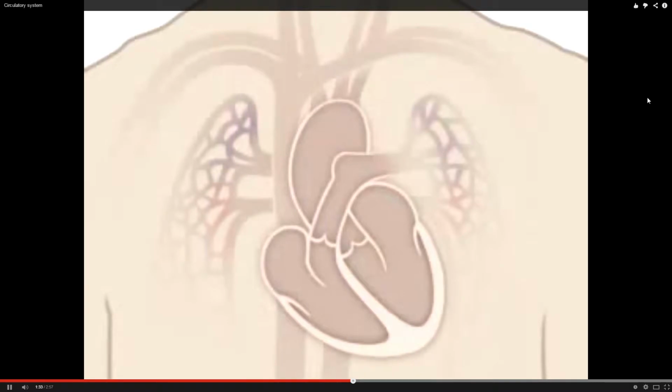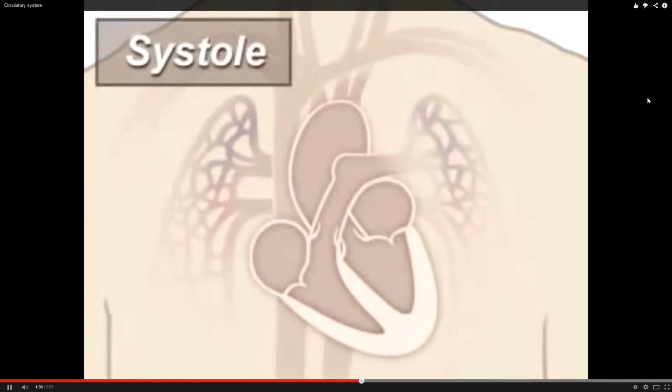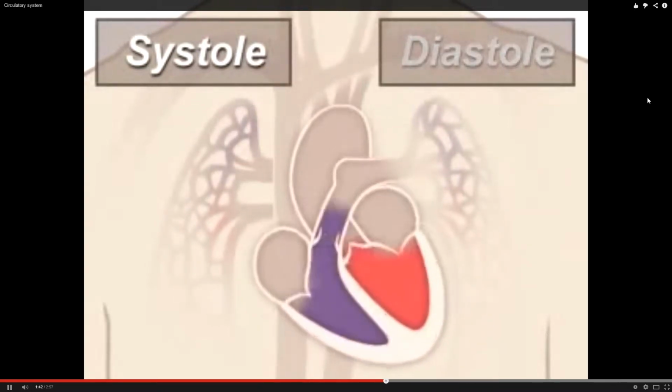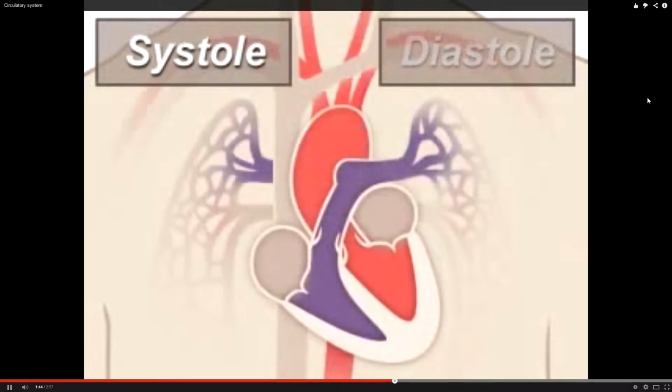A beating heart contracts and relaxes. Contraction is called systole, and relaxing is called diastole. During systole, your ventricles contract, forcing blood to your lungs and body, much like ketchup being forced out of a squeeze bottle.